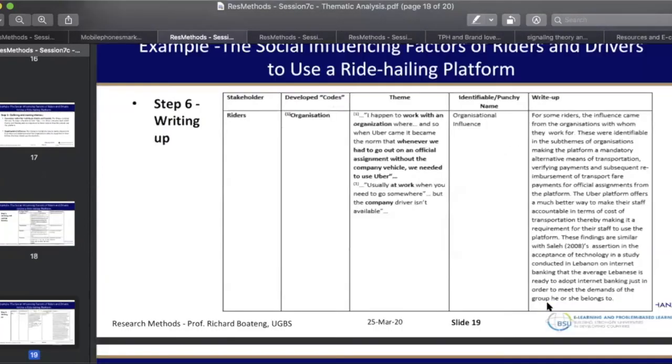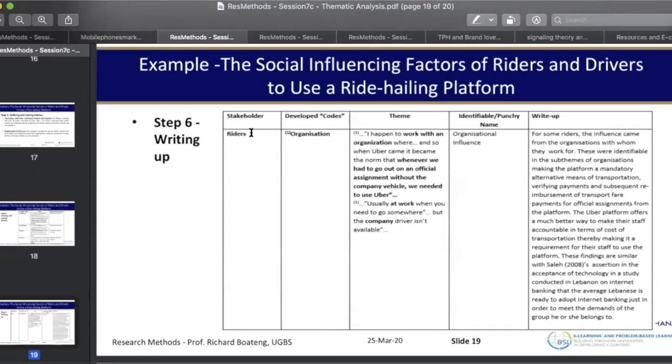Now look at what is happening here. The writing up stage. So you can say riders. For the riders' perspective, the developed code is organization. I happen to work here. What can we say? Organizational influence. So what can we then write? Listen to what we write. For some riders, the influence came from the organization with whom they work. These were identifiable in the theme.